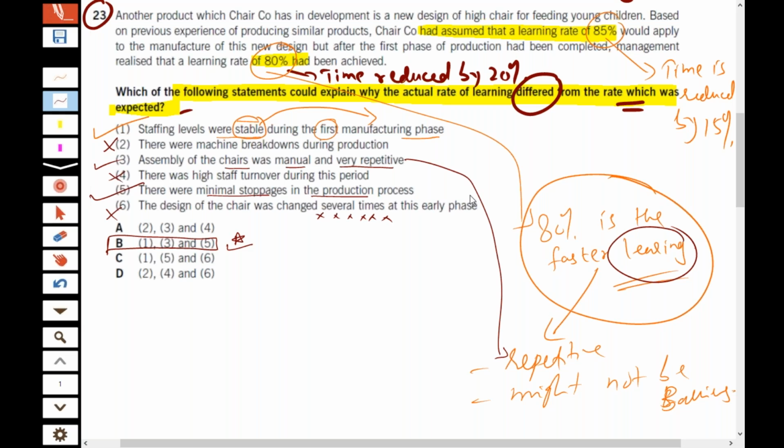Many students gave me option B. That's very good. So option B is the correct one.